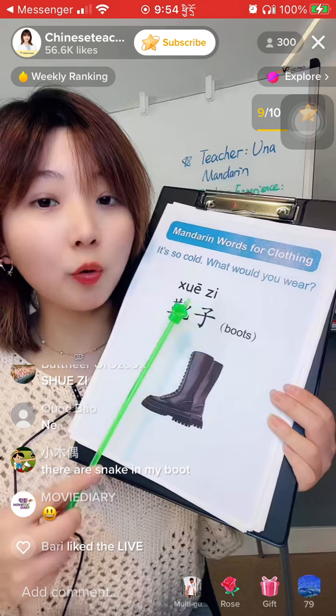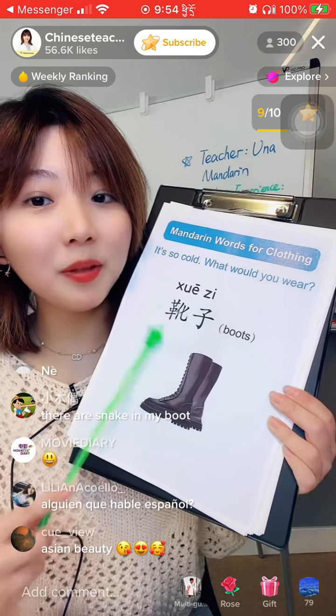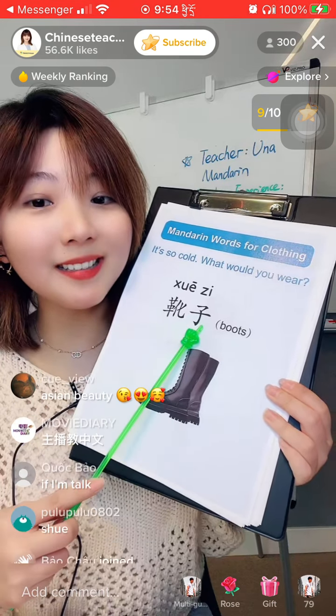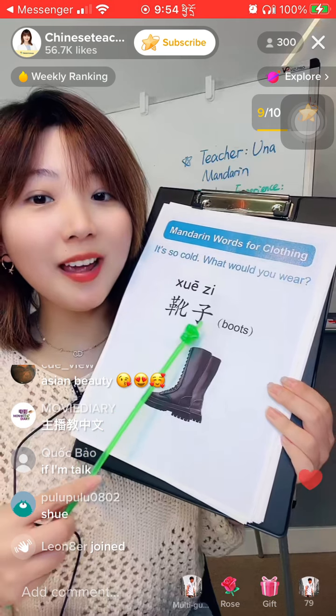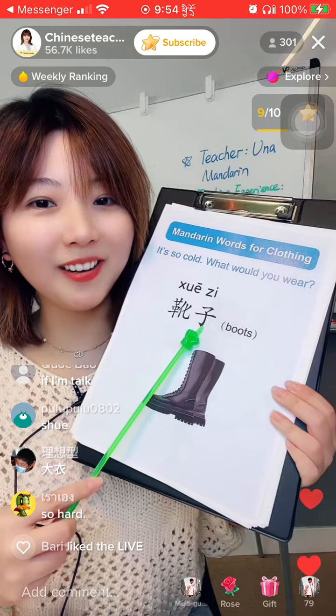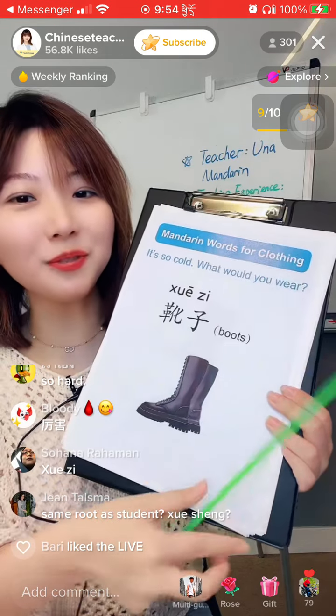Second one is 子. It is neutral, so you say it softly and quickly. 子。Put them together. 靴子。靴子。Very good. 靴子, boots, okay?